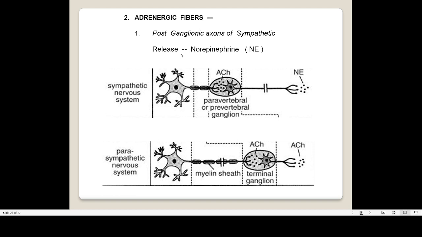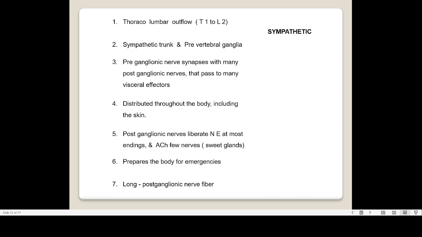Adrenergic fibers means the postganglionic axons of the sympathetic neurons that release norepinephrine. That is adrenergic fibers. But in the parasympathetic, both pre and post ganglionic neurons release ACH. That is the difference.